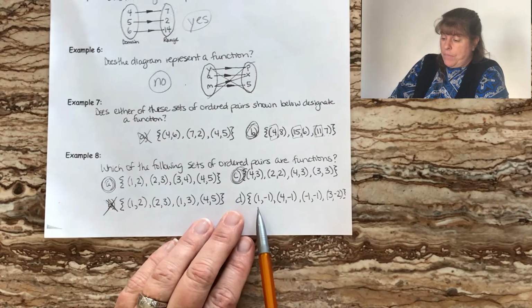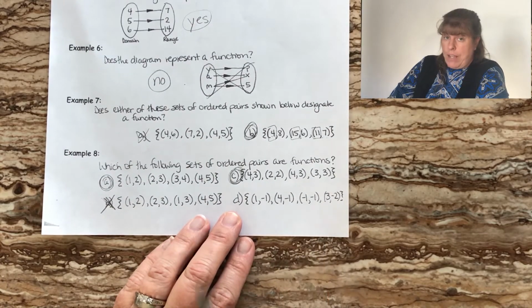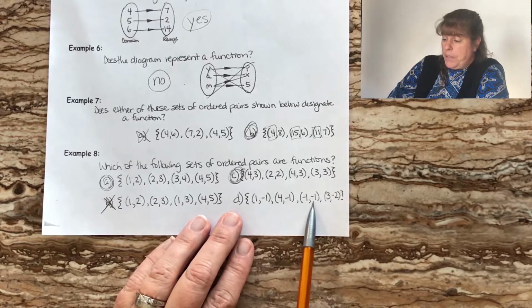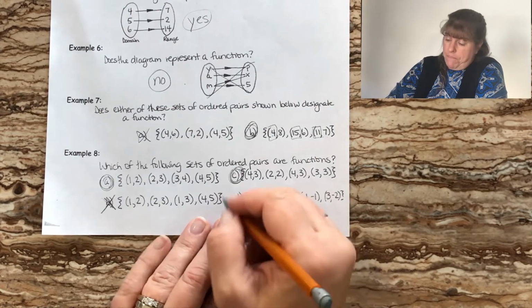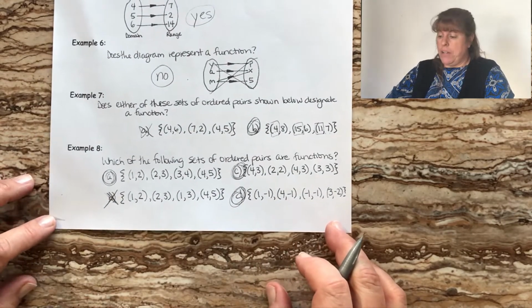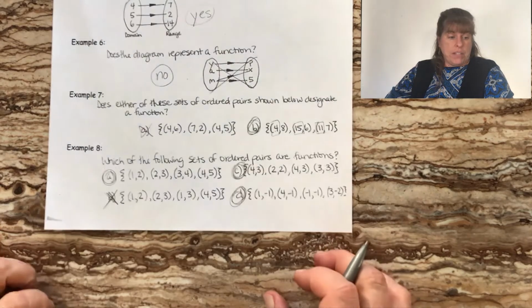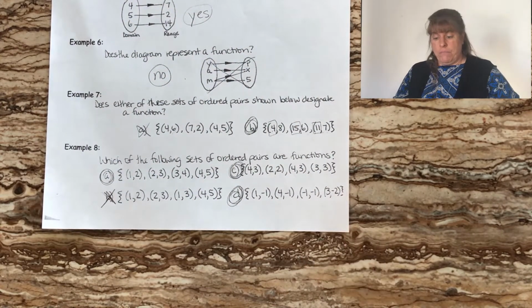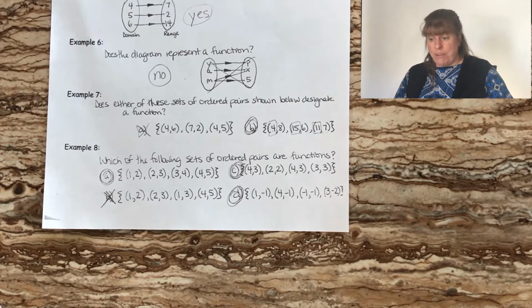And then this last one, 1, 4, -1, 3. So we're just focusing on the domain, really. And there's no duplicates, so we're good to go. That's a function. Ta-da! That's basically what we're talking about. Nothing too scary, nothing too crazy. We're just definitely going to be focusing on review now.